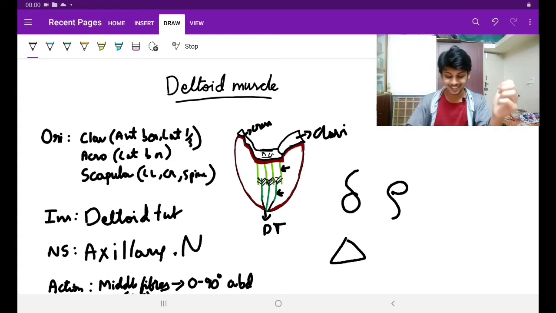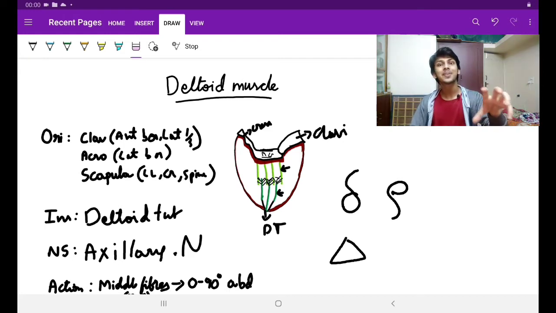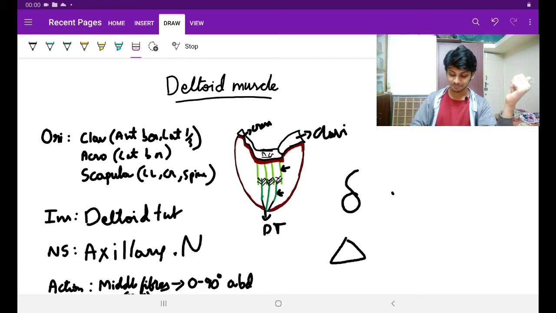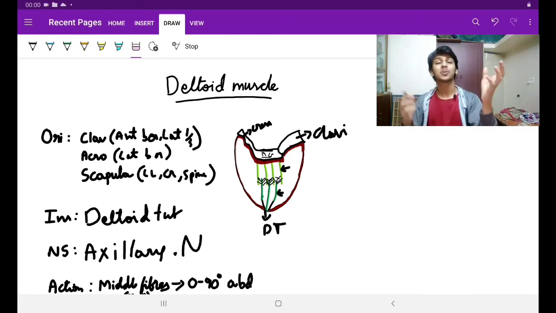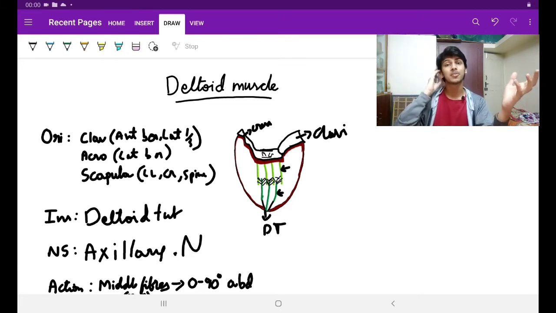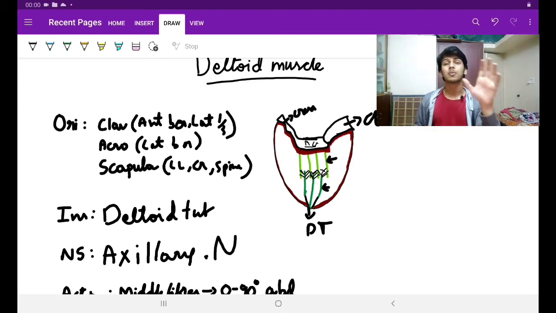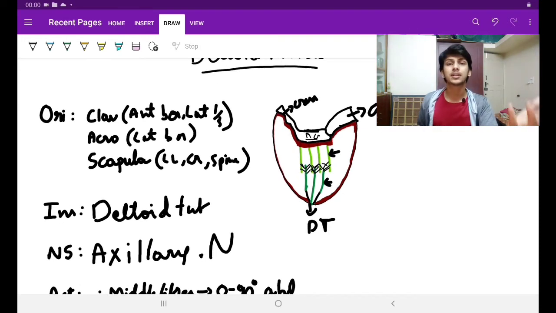Isn't it interesting? Now let's go into the origin, insertion, nerve supply and action part of the deltoid muscle. What is the origin of a muscle? Origin of a muscle is the least movable part of a muscle, isn't it? Some people even call it attachments. For our convenience, we will keep it as origin and insertion. Okay guys, see here. What is the origin of the deltoid muscle?